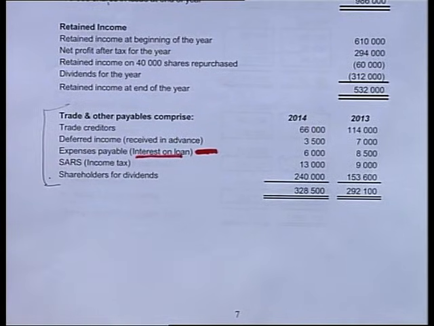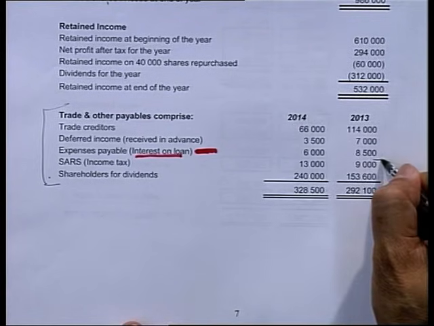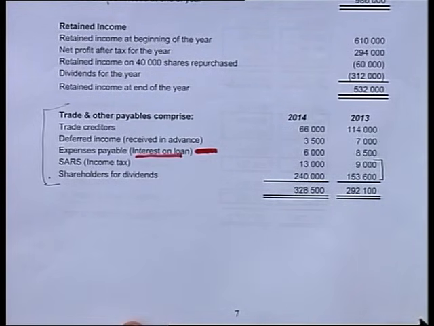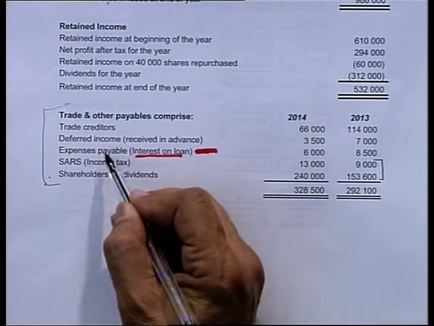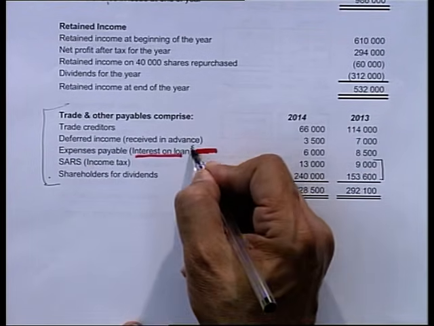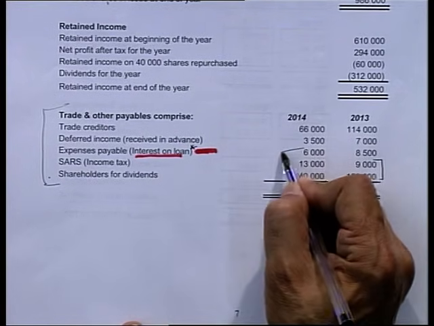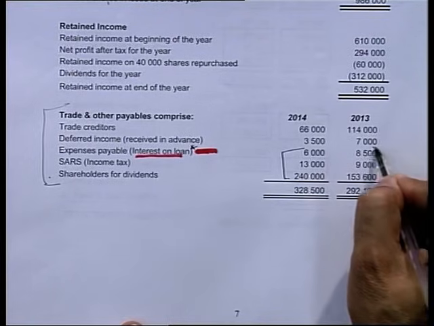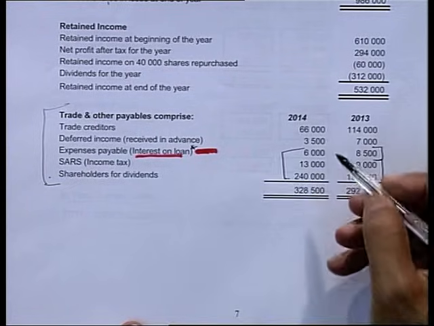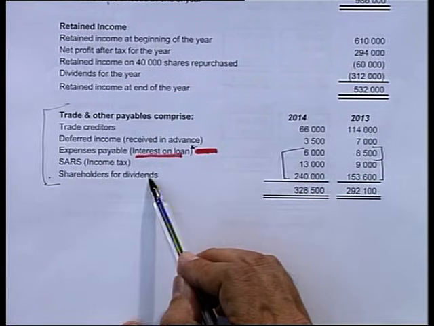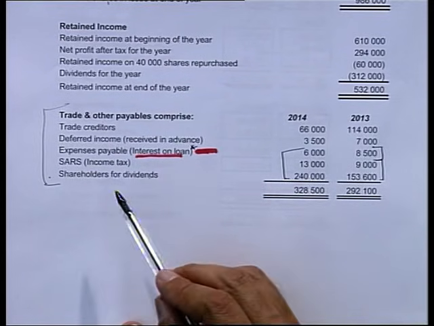It says expenses payable, interest on loan. So normally what we do, we only discard SARS and shareholders. But in this case, because it says expenses payable and it mentions that interest on loan is the only expense, we have to discard all three of them now. So we have to discard all three of those items. We have to discard the shareholders for dividends, because later we'll use those two figures to calculate the dividends paid.